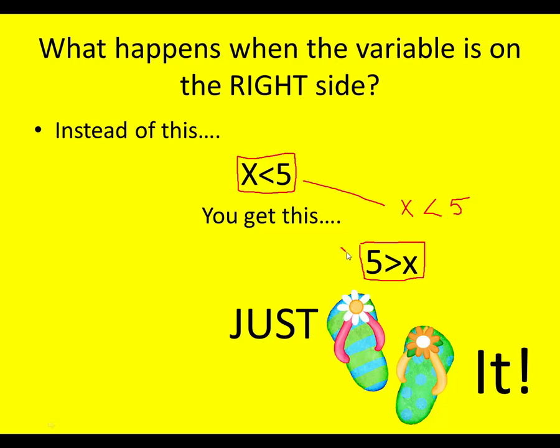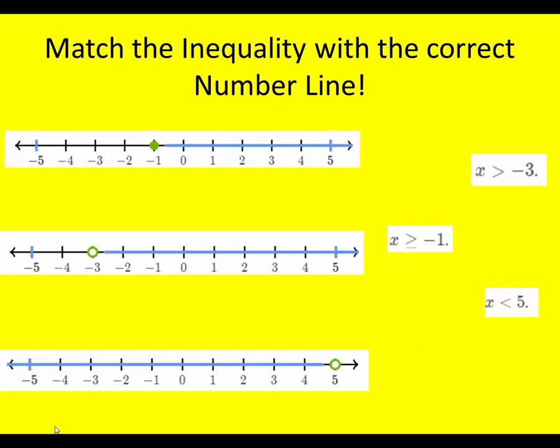So if you ever see the number on the left and the variable on the right, please make sure you flip it before you plot the inequality, because if you don't flip it, then your arrow is going to be pointing in the wrong direction, which means that you plotted the inequality wrong on the number line. So make sure if your number is on the left and your variable is on the right, if it ever gives you that, make sure to flip it because your variable always has to be on the left. And if you want to make a note of that in your notes, that's perfectly fine.